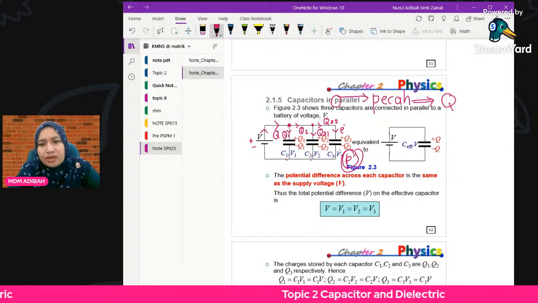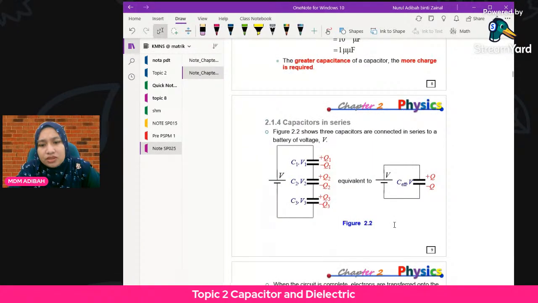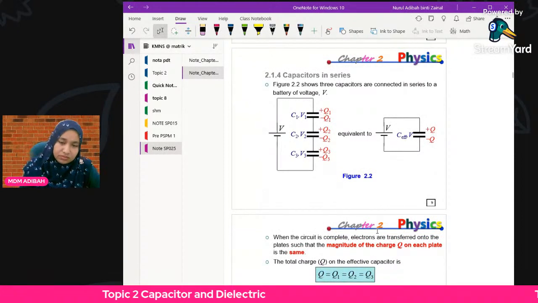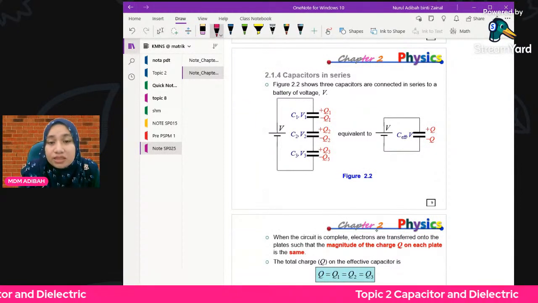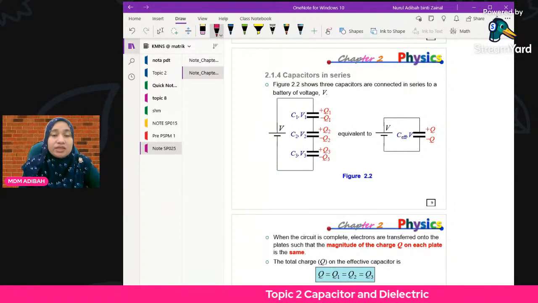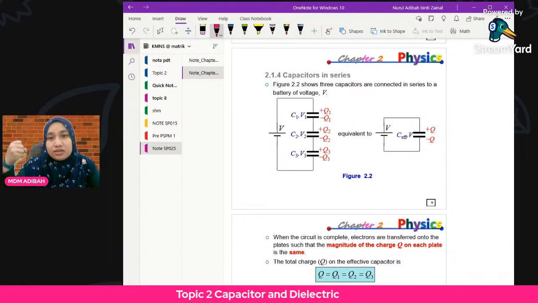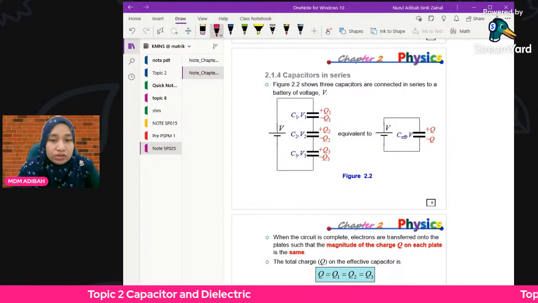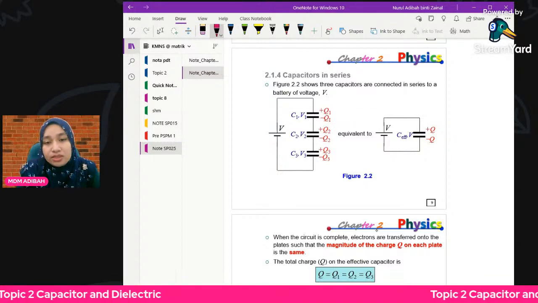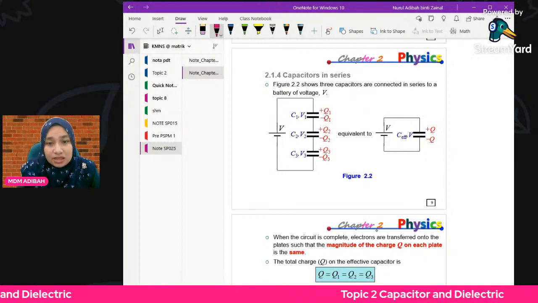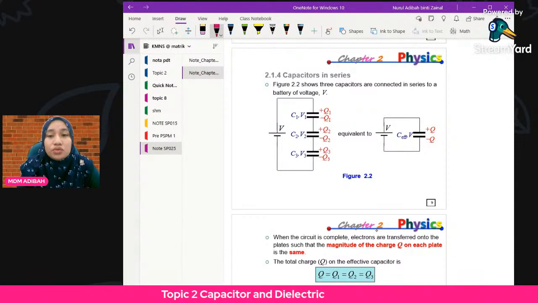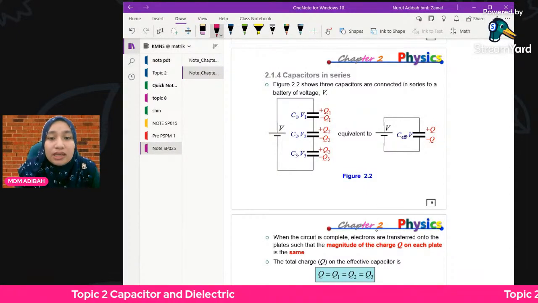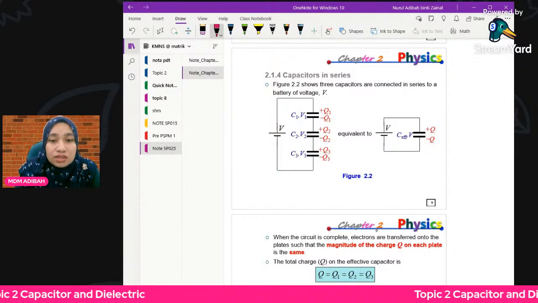Okay. Manakala untuk series pula, kalau kita tengok kat sini, current tak pecah. In other words, dia tak jumpa junction. Selagi tak jumpa junction, current tak pecah, in other way lah for you to remember. Jadinya circuit itu disusun secara series. Capacitor ini disusun secara series.